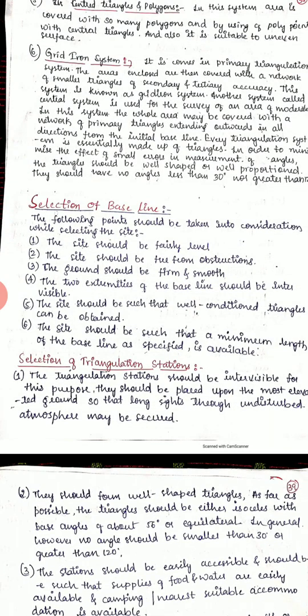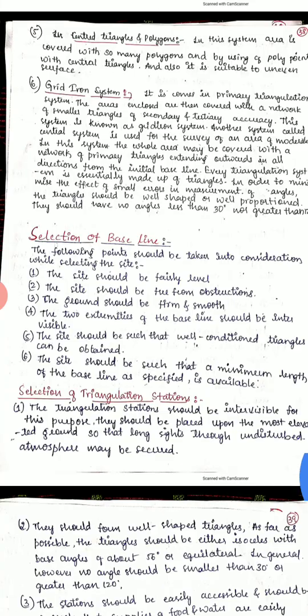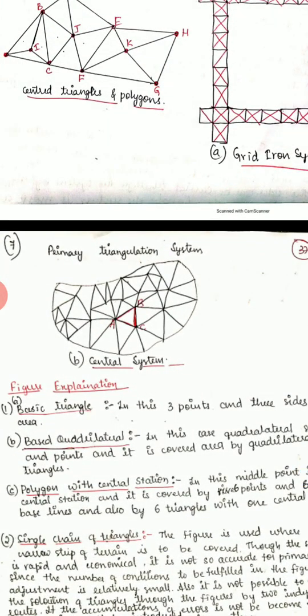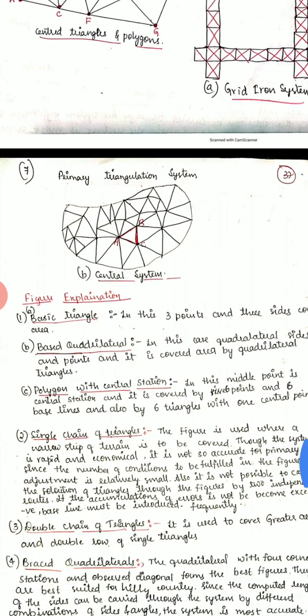So in this case, selection of baseline. I already told you that when we start surveying, or start a triangulation system, initially we have 2 points and one baseline. So what have we studied about the baseline, and how will we select the baseline?